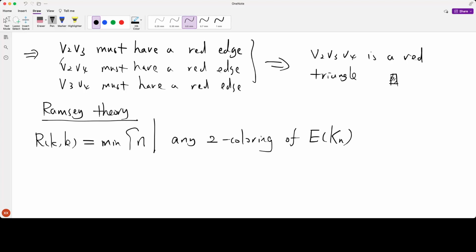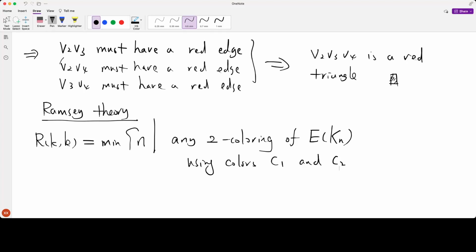The example gives you a complete graph on 6 vertices, and I'm talking about a complete graph on n vertices. n could be large. So any two-coloring of the edge set of K_n. Let's write it using, for example, two colors, C1 and C2, like before, blue and red.